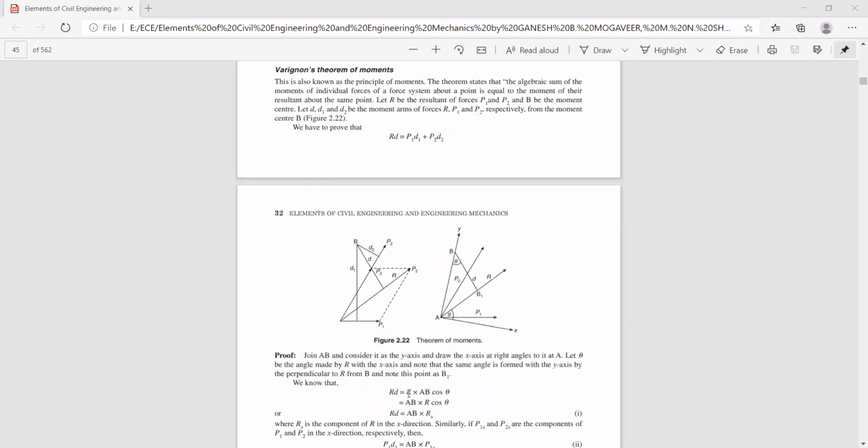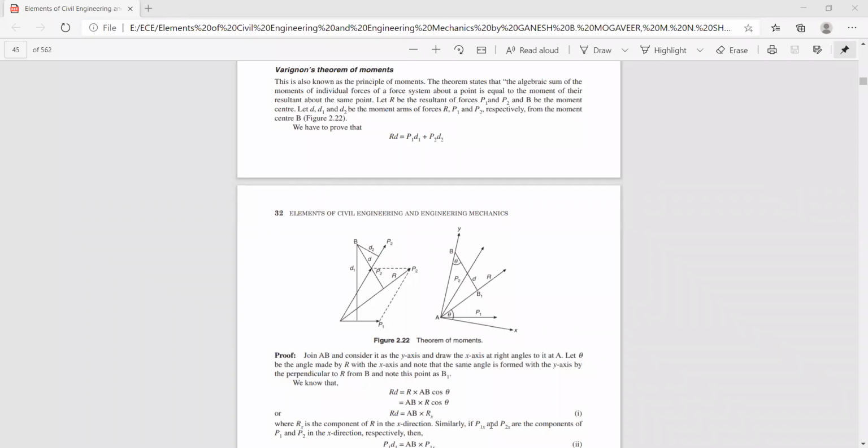So R into D is equal to R into AB cos theta, or you can rewrite this equation as AB into R cos theta. This R cos theta is nothing but the x component of the resultant, so you can call it R suffix x, Rx. Hence I can rewrite this equation as R into D is equal to AB into Rx. This Rx is the horizontal component of the resultant, that is, the component of R in the x direction.